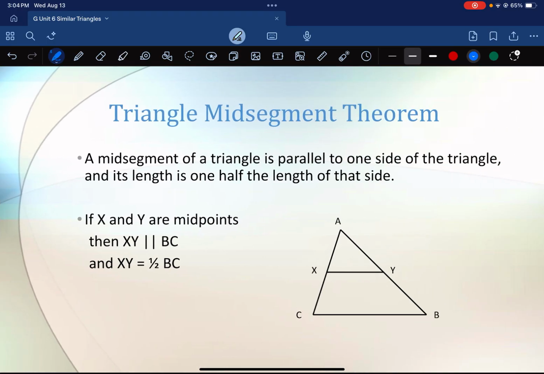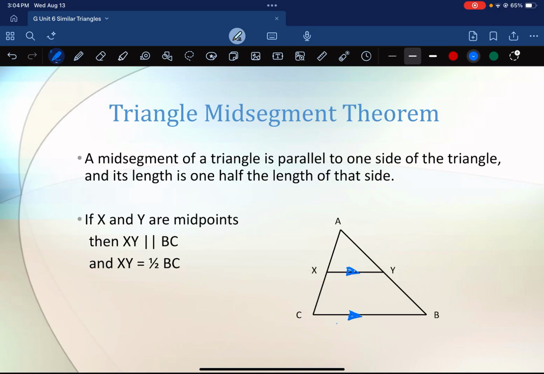So the triangle mid-segment theorem. Well, the mid-segment is parallel to one side of the triangle. So here's my parallel to one side of the triangle, right? There we go. So it's parallel to one side, and its length is half the length of that side.